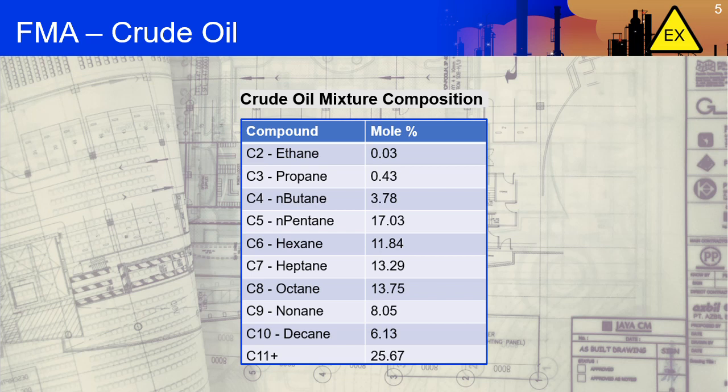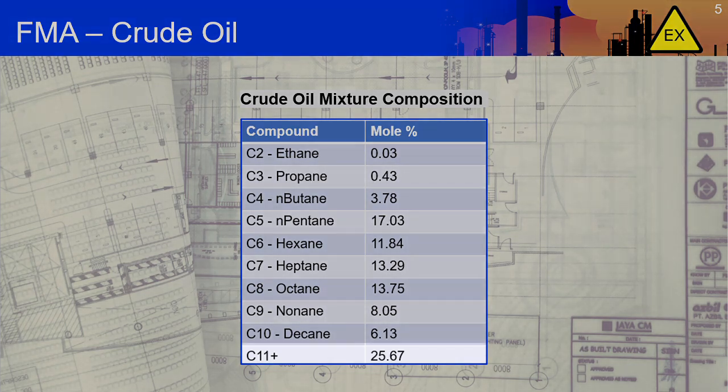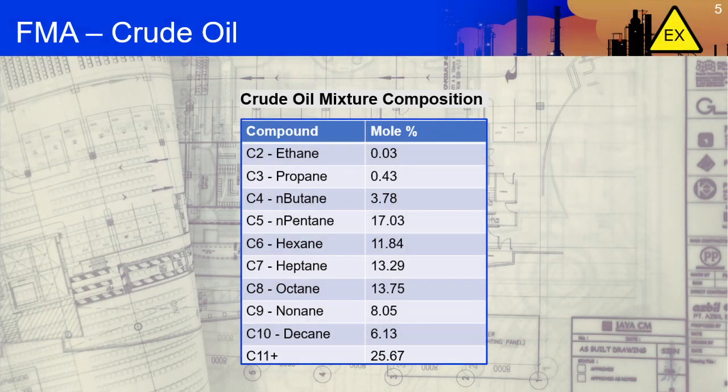Next, we will configure our flammable mixture. This table displays the composition of the crude mixture and all the compounds involved. Note that we have listed only the compounds to C11+. ExHAC handles all heavy-end hydrocarbons as C11+, and it will estimate the vapor pressure of the mixture using C11 as basis. This will provide a conservative value for the vapor pressure of the mixture when we perform our analysis.